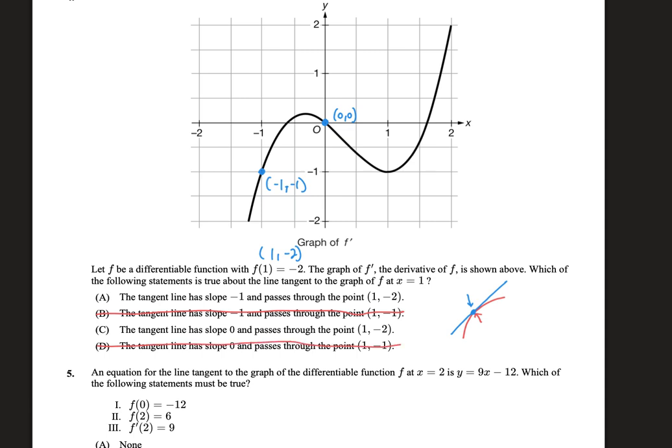Okay, and then we look at x equals 1, we look at the graph. And so notice at x equals 1, we have this point, 1 comma negative 1. So we interpret this point as when x equals 1, the slope of the tangent line is negative 1. And that's what this is saying. When x is 1, the slope of the tangent line is negative 1. Okay, so that's A.